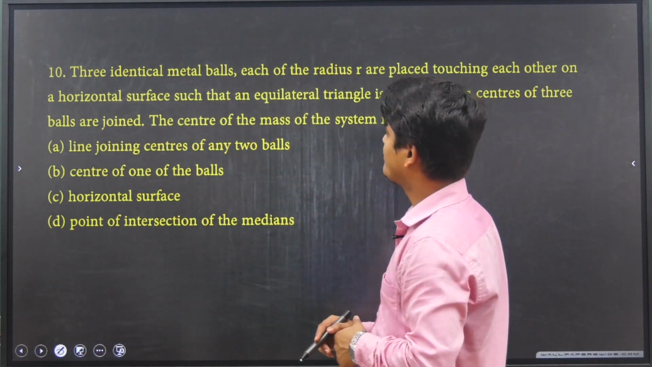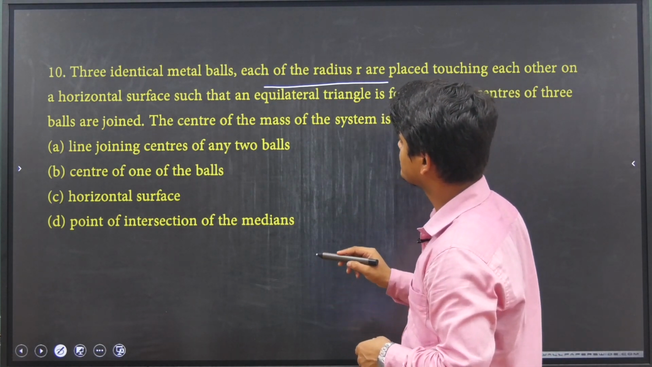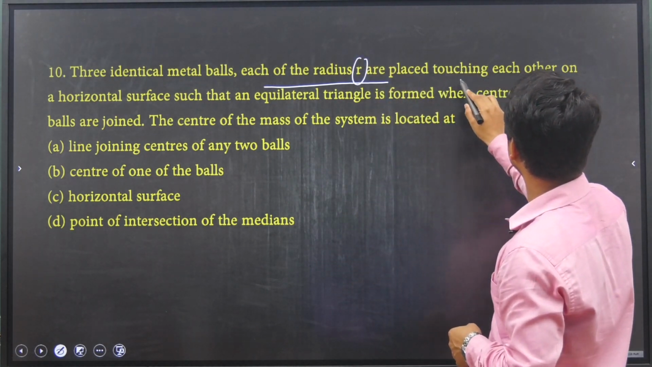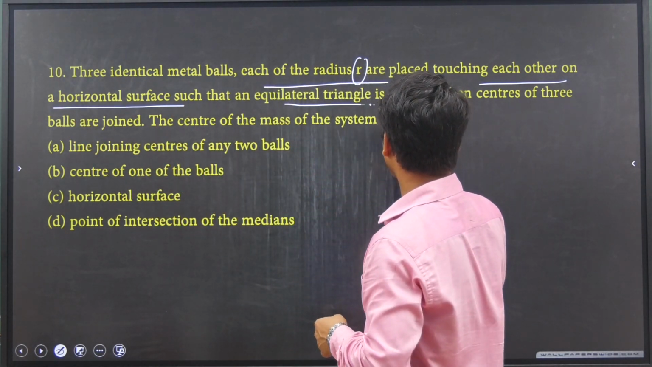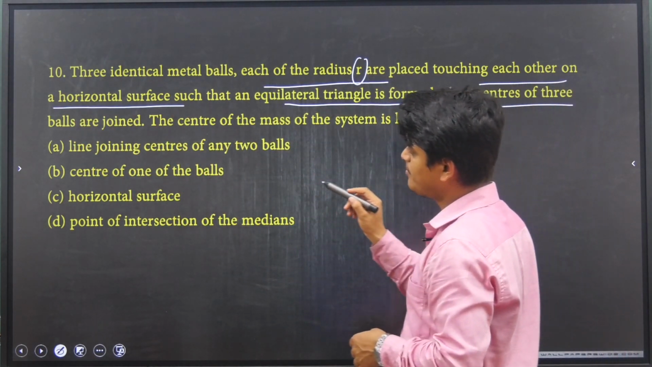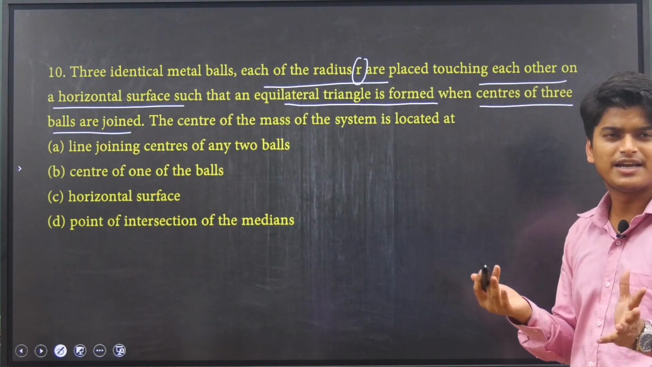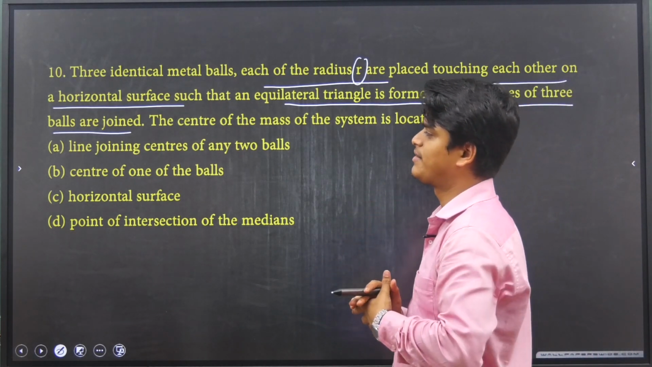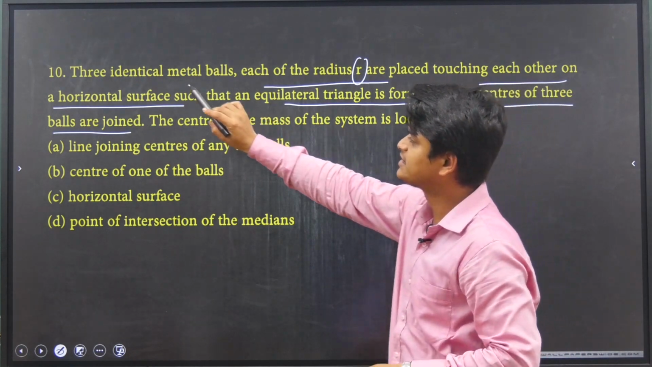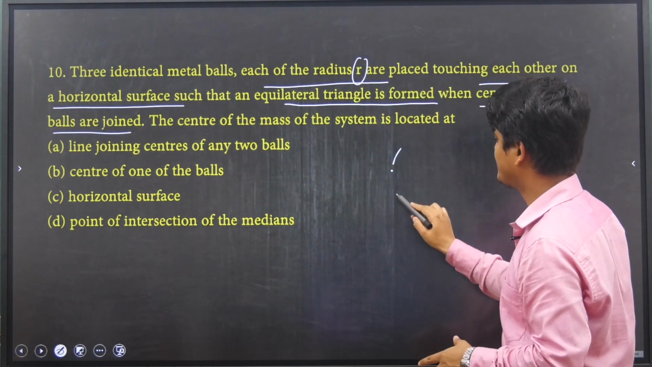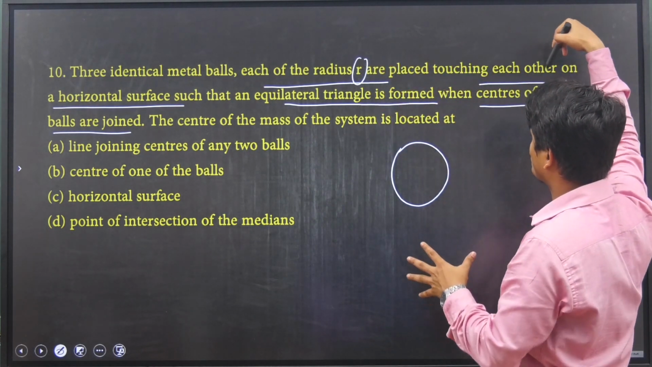Three identical metal balls, each of radius R, are placed touching each other on a horizontal surface so that an equilateral triangle is formed. When the centers of the balls are joined, the center of mass of the system is located at what? Similarly, they are asking about the position of the center of mass. No need to worry, I am representing the same language here. They are telling three identical metal balls, so I will take three identical metal balls, and the radius is R, given, touching each other.